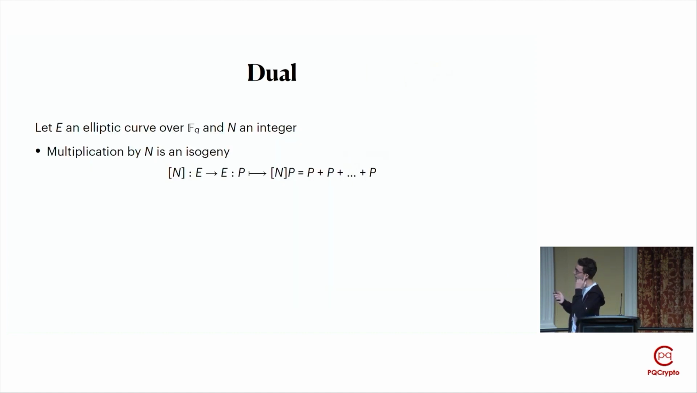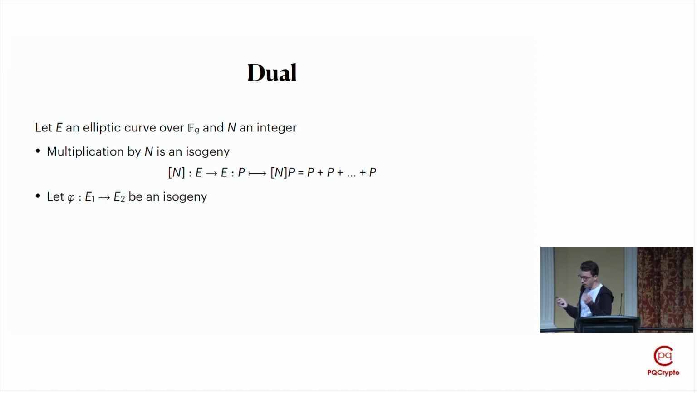But before that, I need to talk about a notion called the dual. It's also a very elementary notion in the theory of isogenies, but I haven't talked about it yet. So here we go. Consider an elliptic curve E and an integer n. Multiplication by n is the map that sends a point P to n times the point, so P plus P plus P plus P plus P. It is itself an isogeny. It's an isogeny from the curve to itself, from E to E. It's what we call an endomorphism.